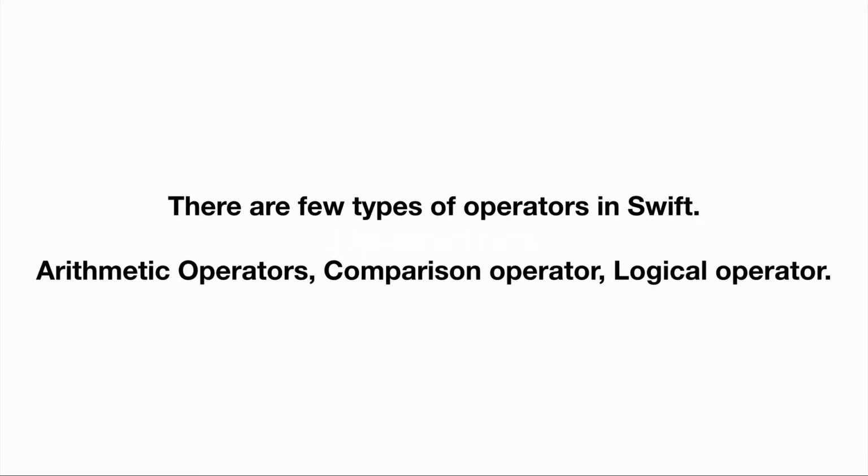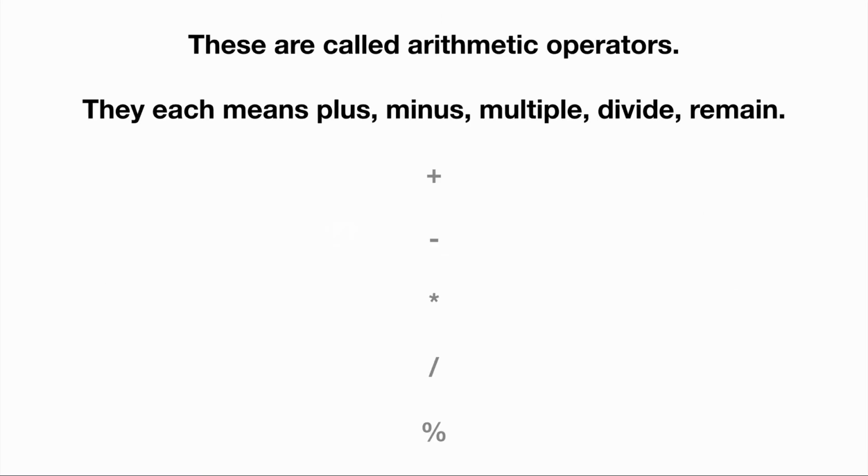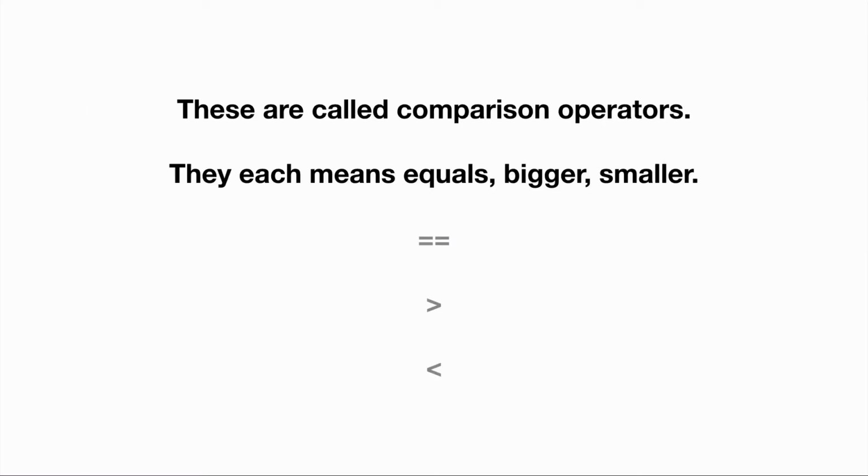Next, to talk about the operators, there are a few types of operators in Swift: arithmetic operators, comparison operators, and logical operators. These are called arithmetic operators. They each mean plus, minus, multiply, divide, and remainder. These are called comparison operators. They each mean equals, bigger, smaller.